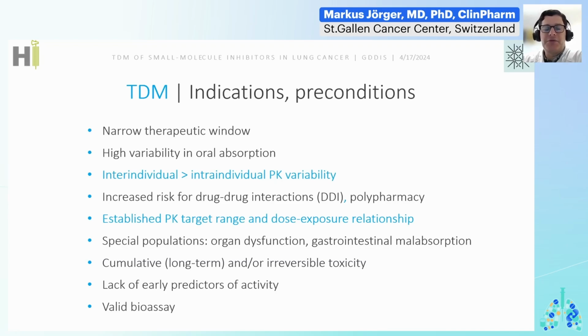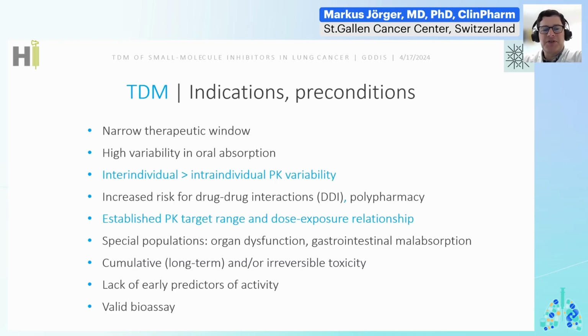Importantly, inter-individual variability in PK should be higher than intra-individual variability. This is usually the case because, of course, inter-individual variability adds on intra-individual PK variability, but may not always be the case. Increased risk for DDIs, drug-drug interactions, or polypharmacy. That is certainly a check for the kinase inhibitors, maybe not necessarily for all anti-cancer drugs.